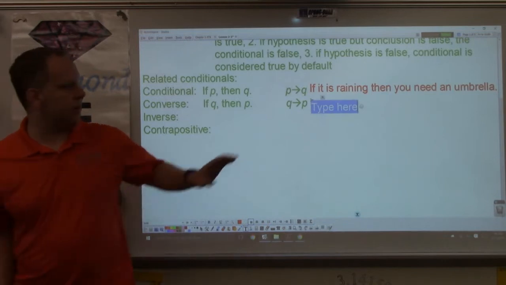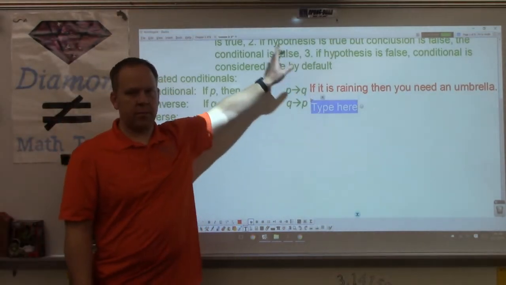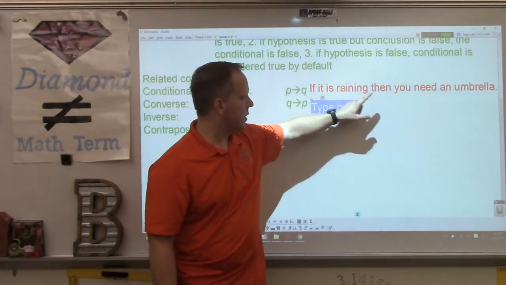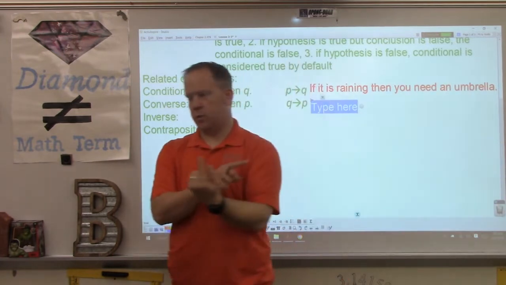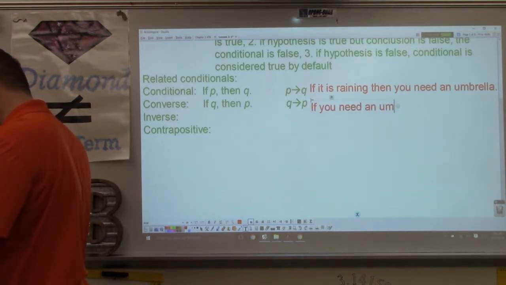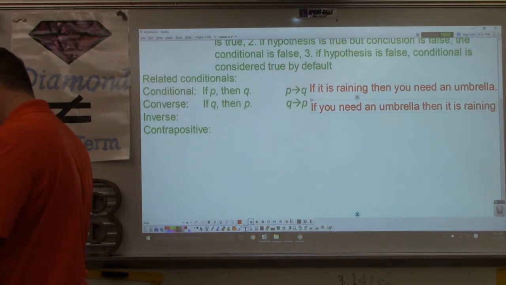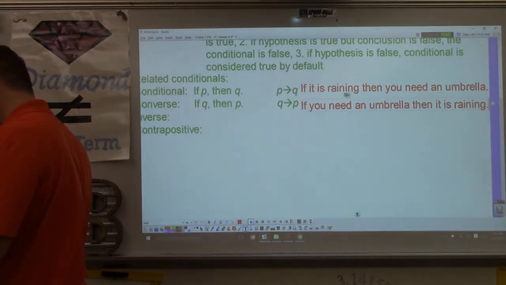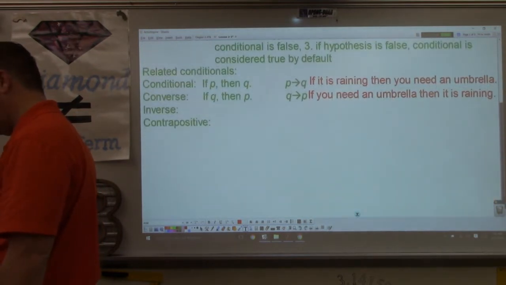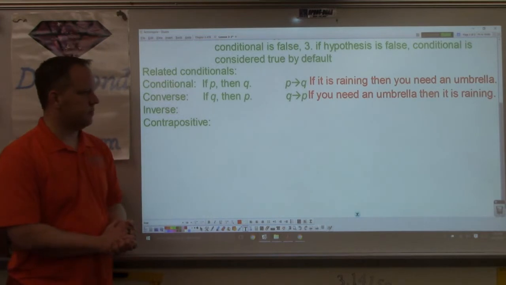So following along with this original conditional statement from the top, my converse, all I do is I take my hypothesis and my conclusion and I switch them. So the new sentence would look like, if you need an umbrella, then it is raining. Plain and simple. Just switched them.